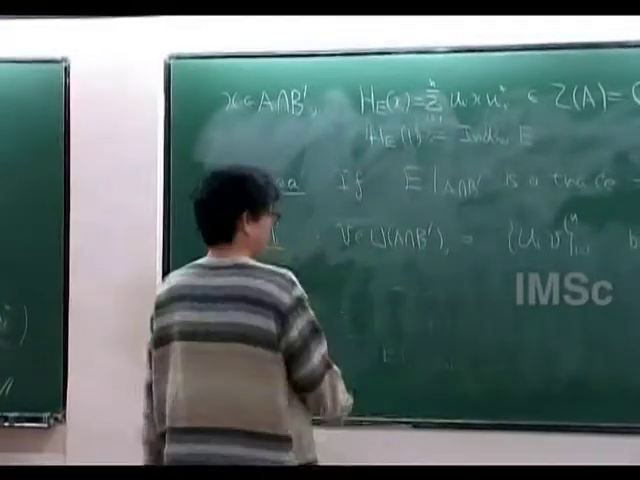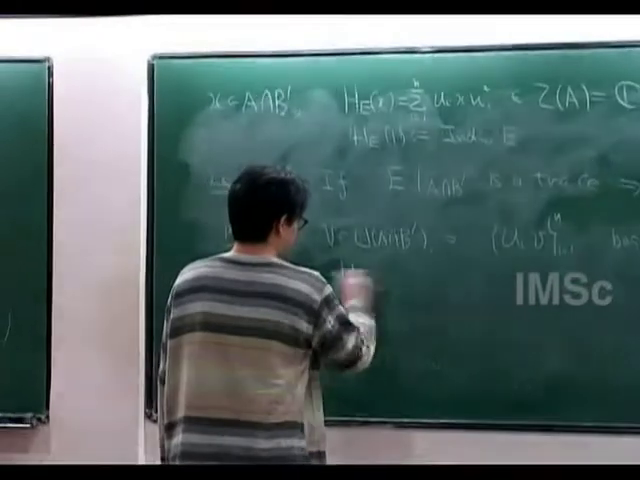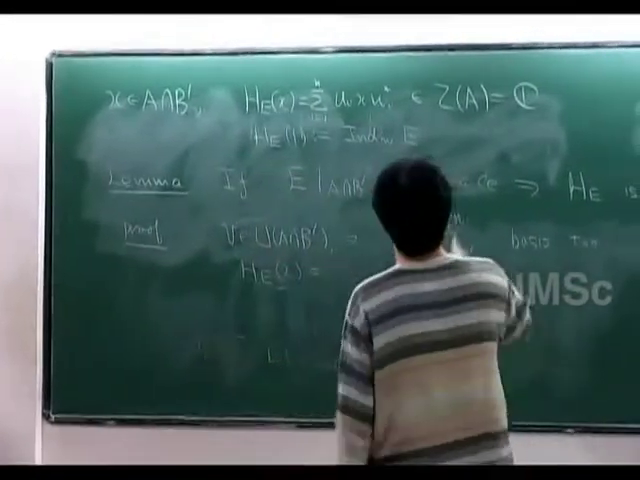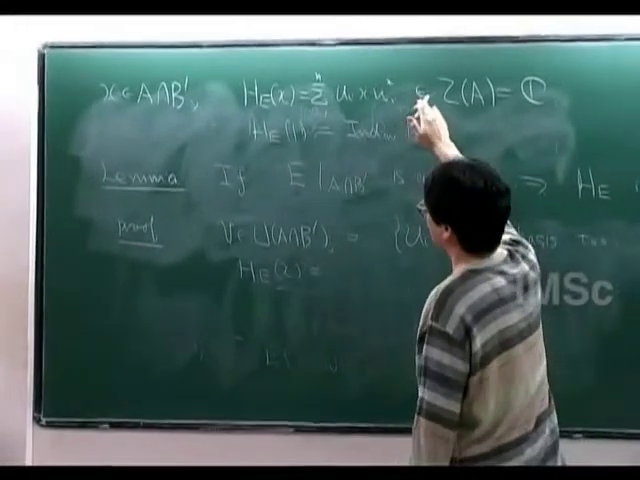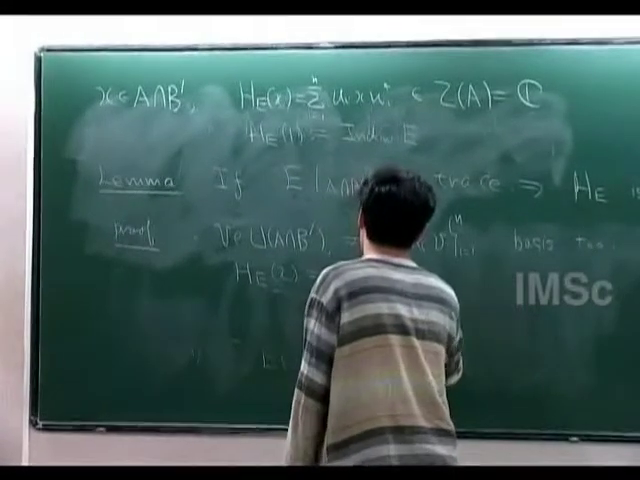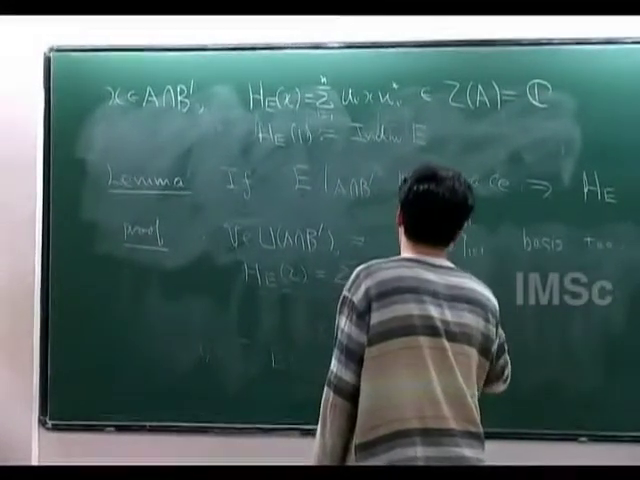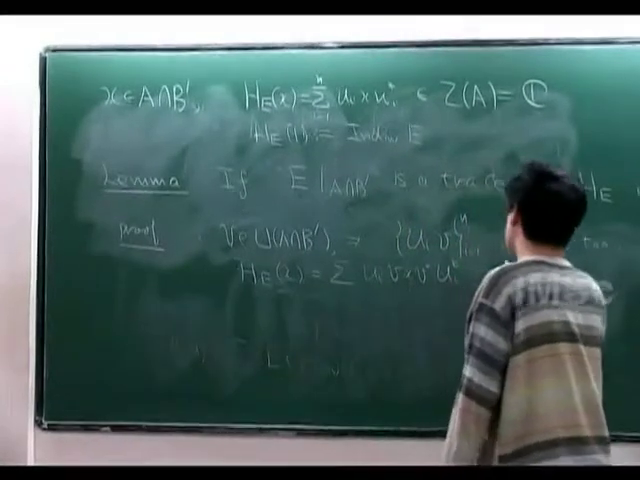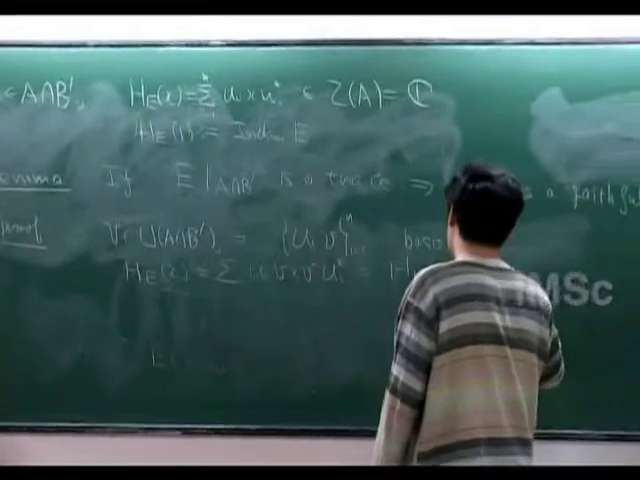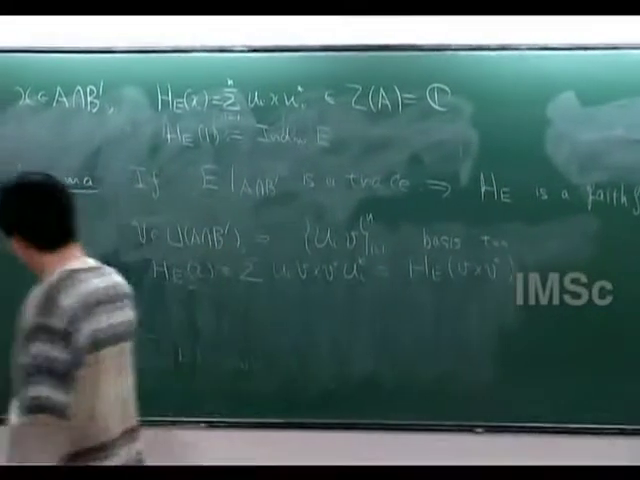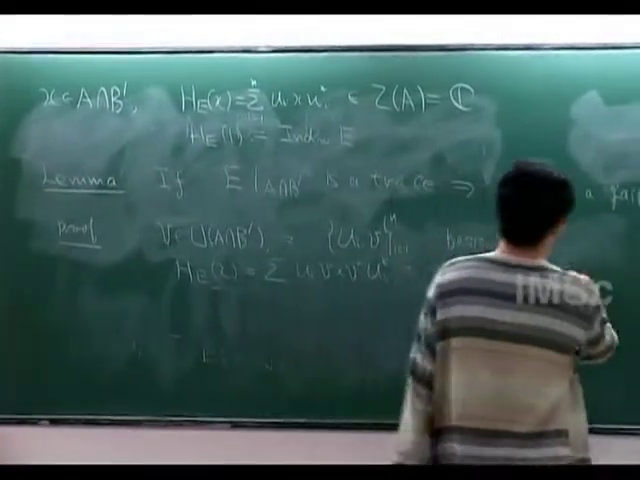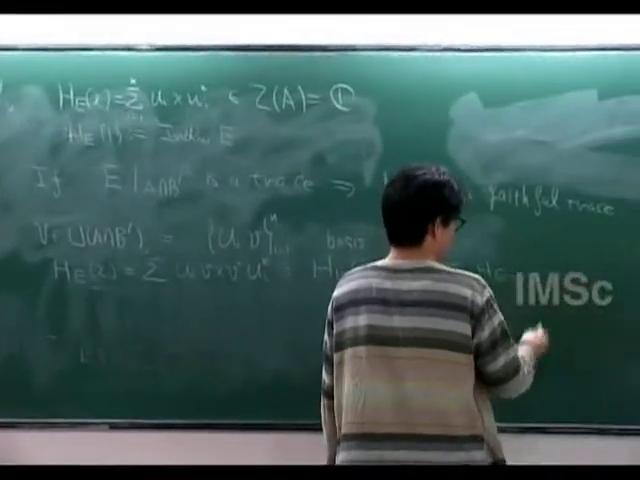So this means that since this is independent of the choice of the basis, you have this form. So you get a unitary invariance of this linear function. So it means that it is a trace. So this implies that H is a trace.